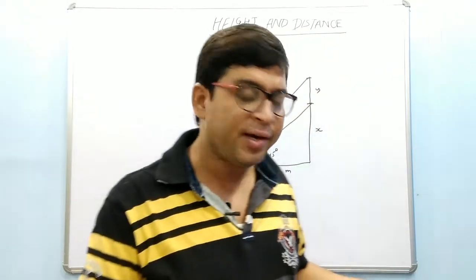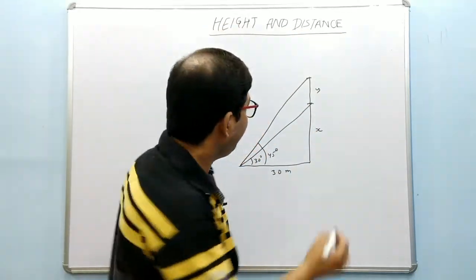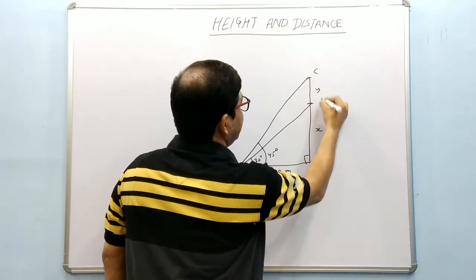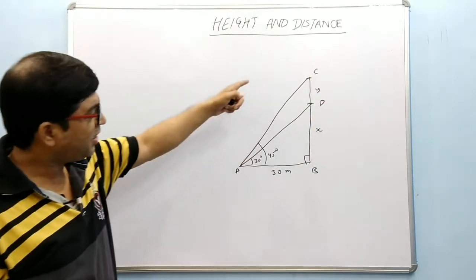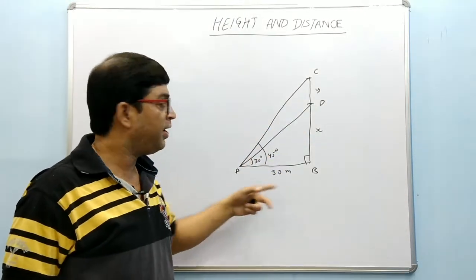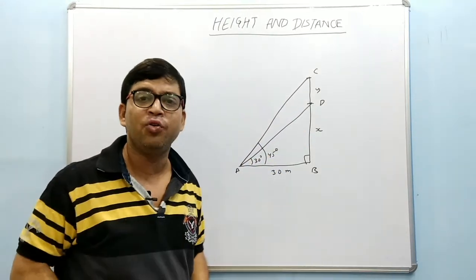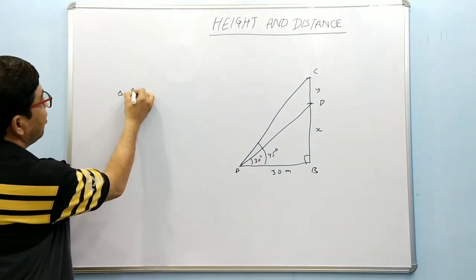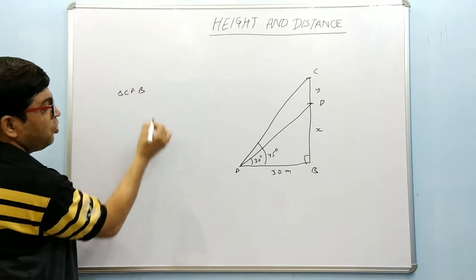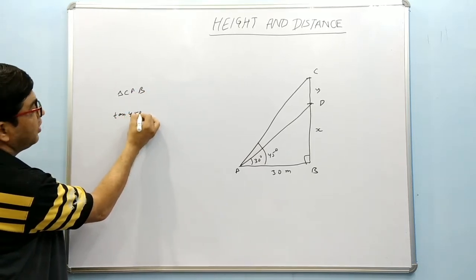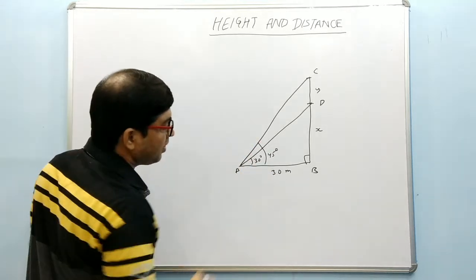Two variables are there and two triangles are there. Can you tell me the two triangles? If I just name it A, B, C, D like that, one triangle is CAB, another triangle is DAB. The same thing you need to write. In triangle CAB, what you will write? Tan 45 degree, because the angle is this.